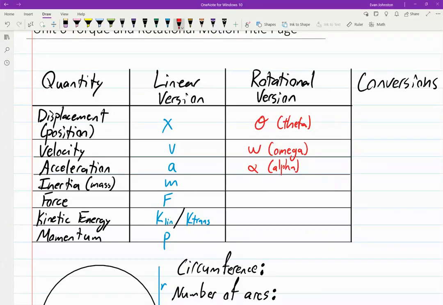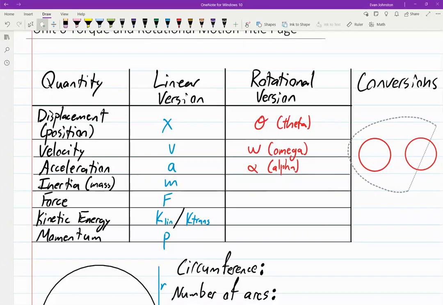Now, instead of mass, this one gets a little strange. We have not the mass, we have how the mass is distributed. So really quickly, here's just an example. I could have a solid disk and I could have a ring. They could be the same size. They could be the same thickness. They could have the same mass.